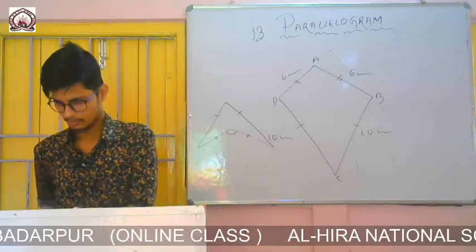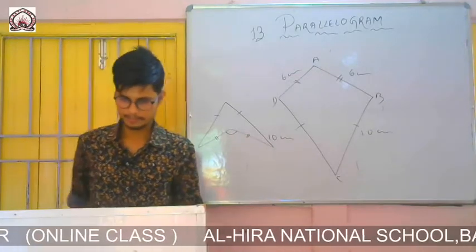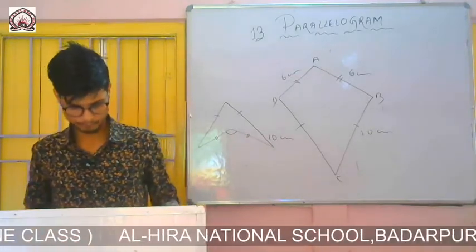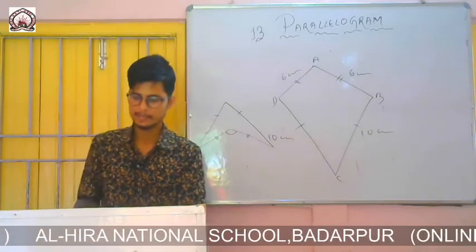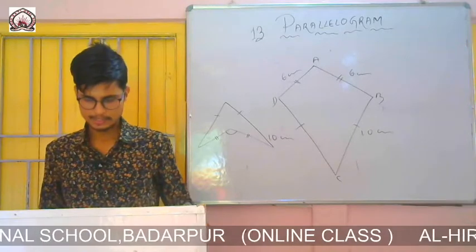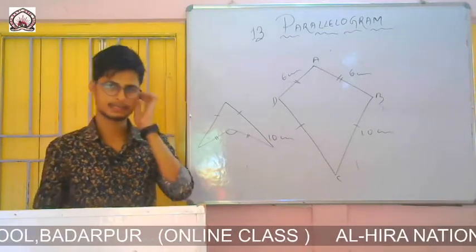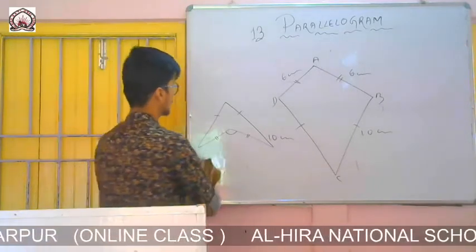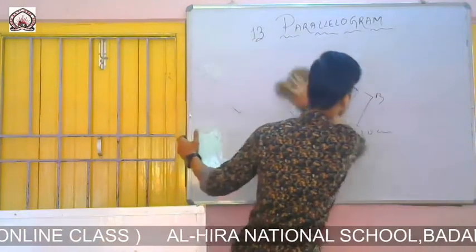Now there are some properties of a parallelogram. In a parallelogram, each diagonal divides it into two congruent triangles. Congruent means similar type of triangles. So okay, let me draw.